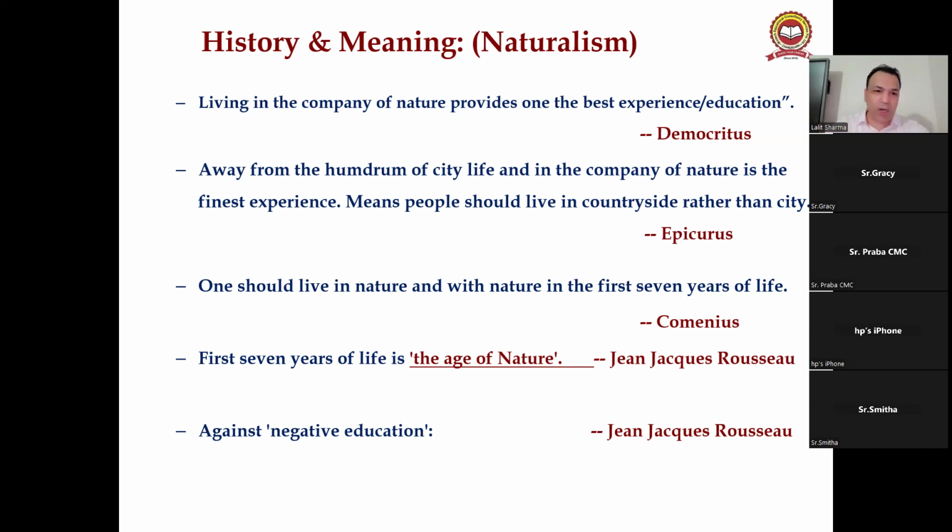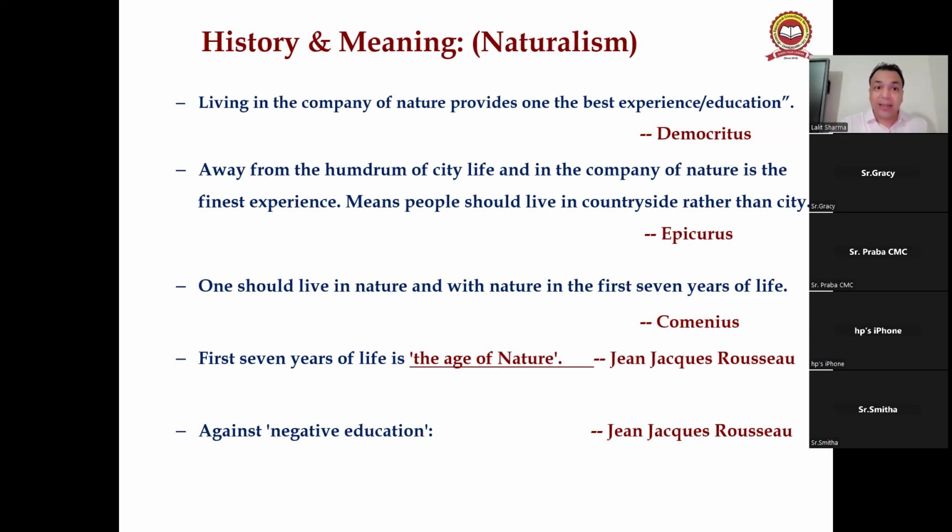Comenius has said one should live in the nature and with the nature in the first 7 years of life. Look, the first 7 years he has emphasized, even Rousseau has emphasized. This we have to understand. This is the most important. Jean-Jacques Rousseau has said that the first 7 years of life is the age of nature. Guys, please give attention here. This is the most important under naturalism.